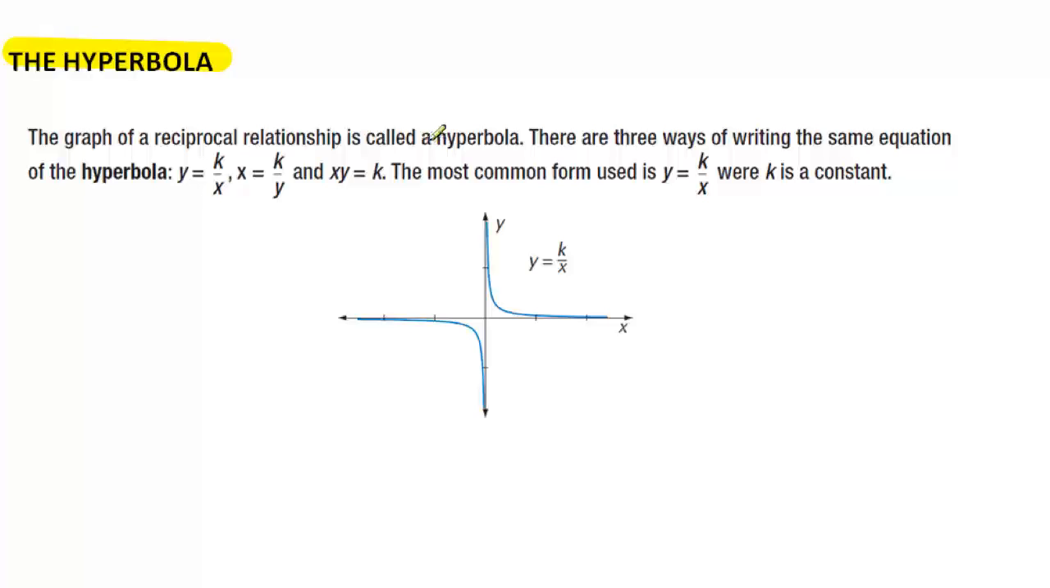Now, we call it a hyperbola, and it says there are three ways of writing the same equation for a hyperbola. We can either have y equal to some constant like 2 or 3 over x, or we could have x at the top and some constant over y, or we could multiply x and y together to get k. But this is the most common one: y is equal to k over x, and it looks like this. Now, we're going to draw one of these graphs, and I'll illustrate why there is a break in here. You'll see this on the next slide.